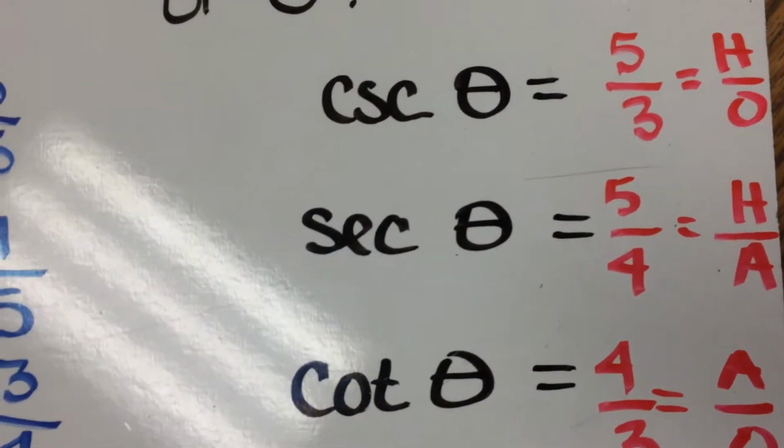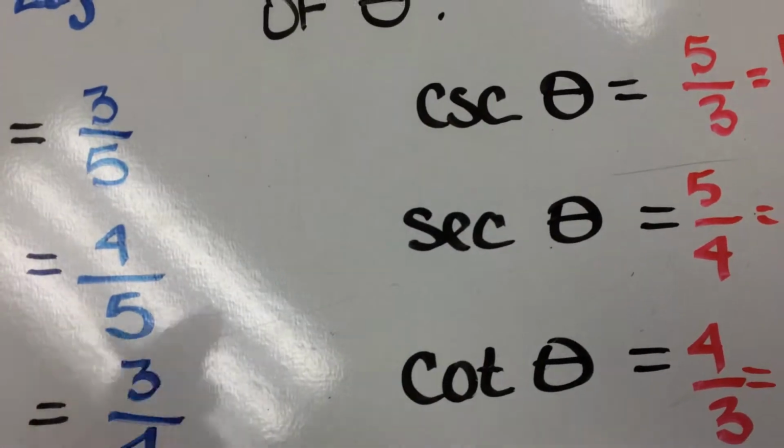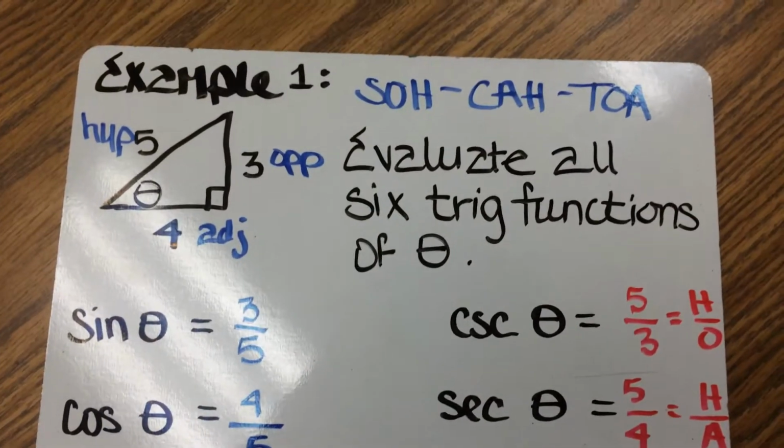These work every single time. As long as you know one of them, you can figure out all 6 of them. That is how you evaluate.